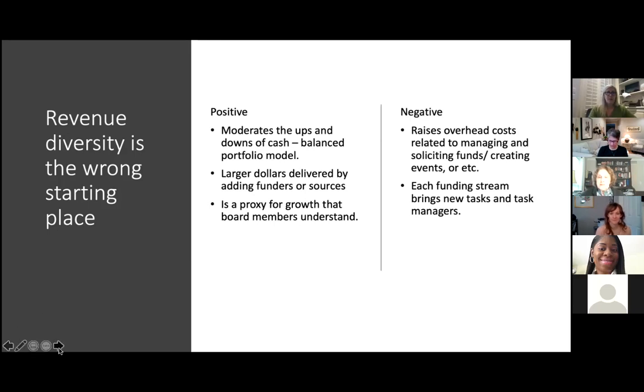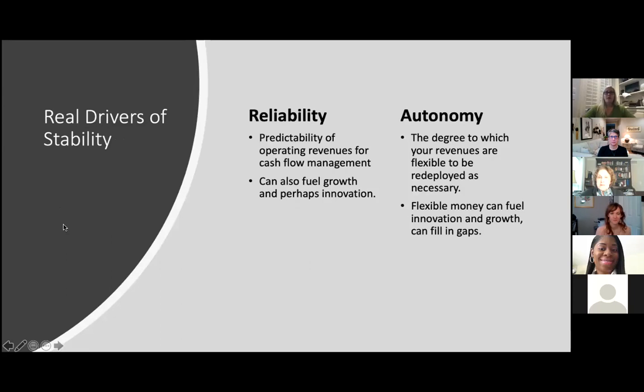Okay. So the real drivers of stability in terms of revenue are two things. It's reliability and it's autonomy. And I want to talk about that for a minute. So reliability, what do we mean? It's the predictability of operating revenues for cash flow management, right?